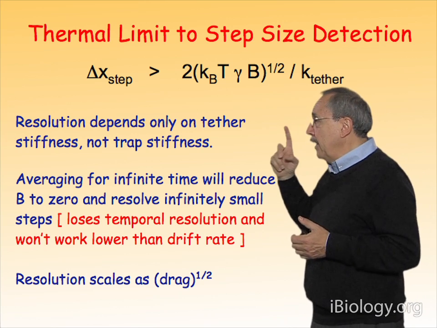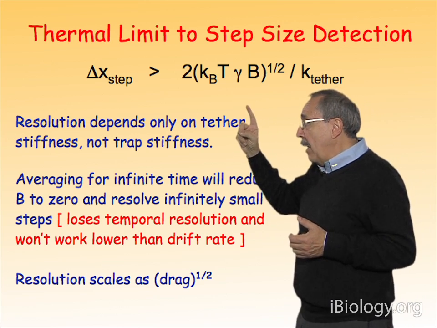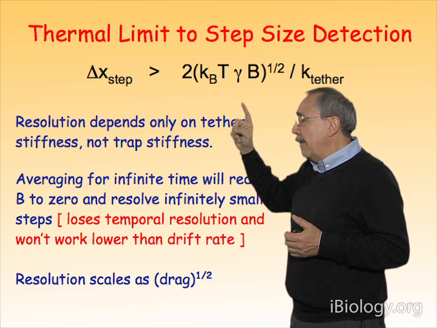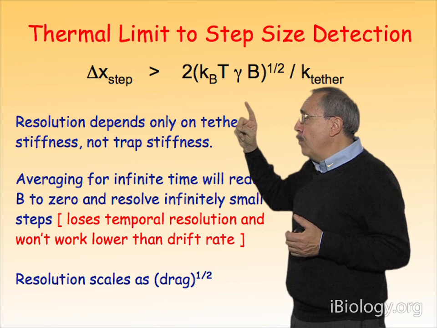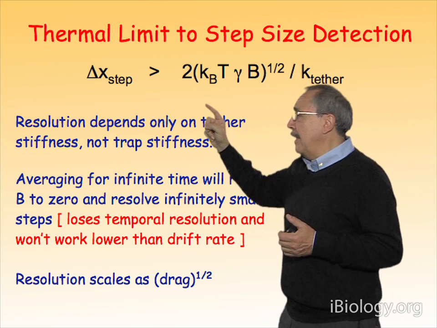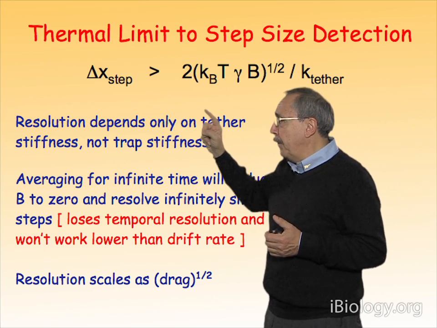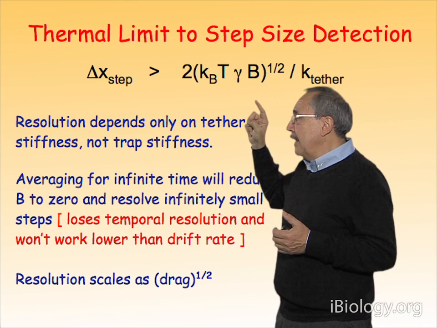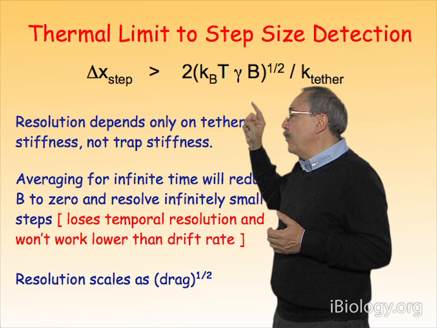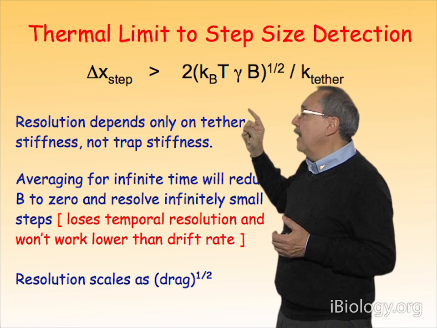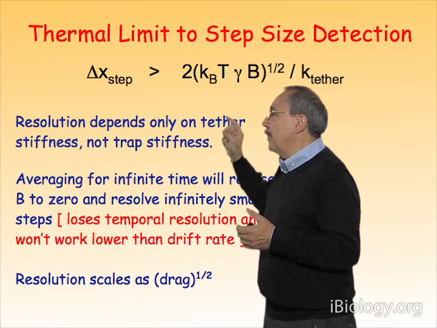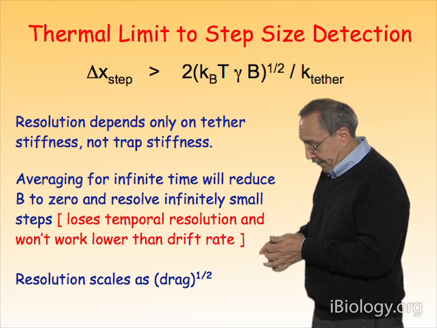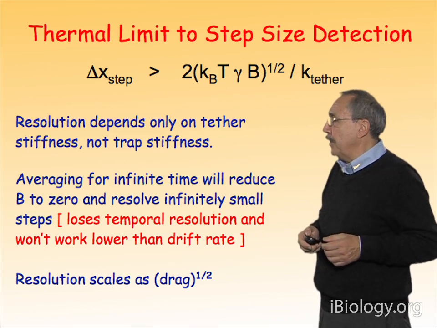And the other thing to realize is that a quantity that is important is the friction coefficient of the bead. If you make the friction coefficient of the bead smaller, then this inequality will be fulfilled, and you can see smaller and smaller steps. So the idea is that you can make the friction coefficient smaller by using smaller beads. And so in general, high resolution experiments in optical tweezers utilize small beads in order to minimize this gamma, or the drag or friction coefficient of the bead.